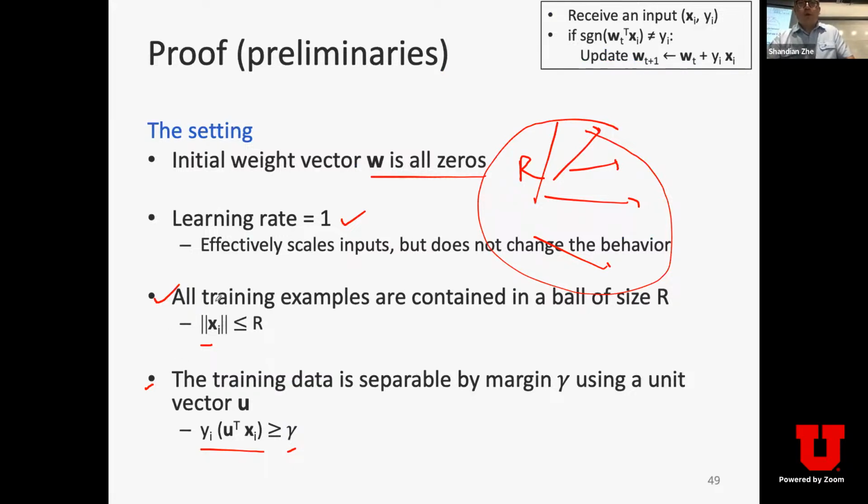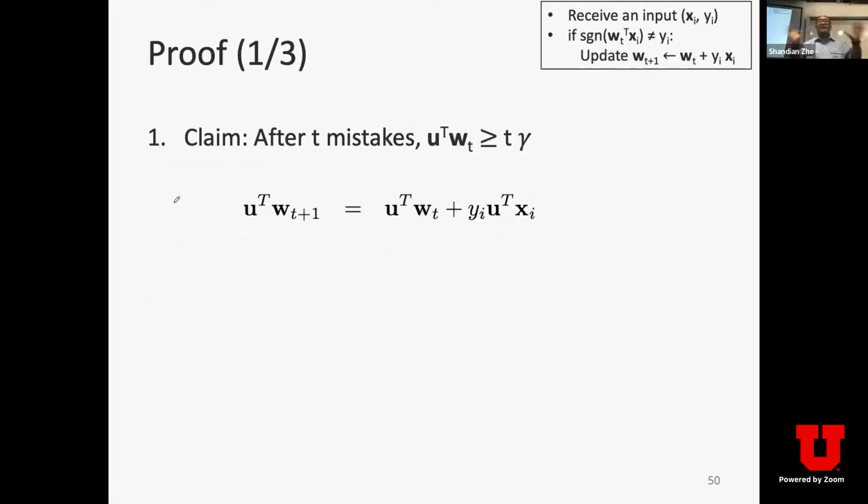So now let's try to show the mistake bound. There are 3 steps. We're going to use induction to show 2 inequalities. Then in the 3rd step, we're going to connect them together, and we can derive a bound for the number of mistakes we made.